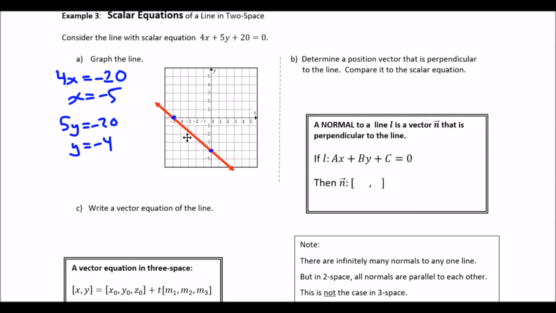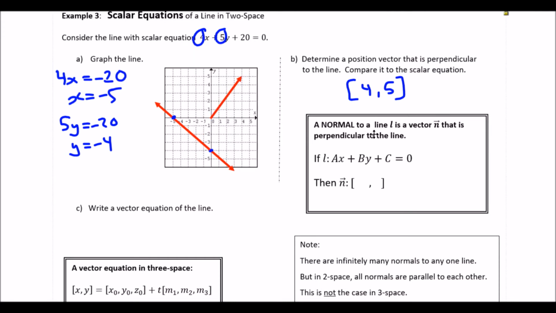Part B. Determine a position vector that is perpendicular to the line compared to the scalar equation. So perpendicular. So again, what I can just do is take the a and the b value. So a position vector perpendicular to it would be 4, 5. And if I graph that, we can see where's 4, 5, there it is. If I move it over here, we can see that they are perpendicular. All right, leave that there.